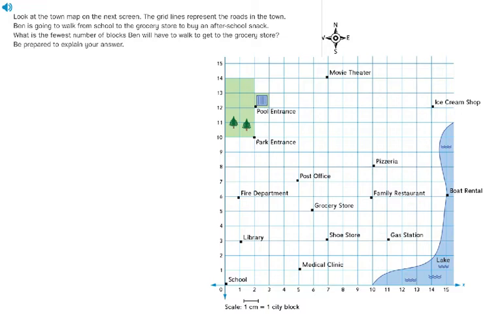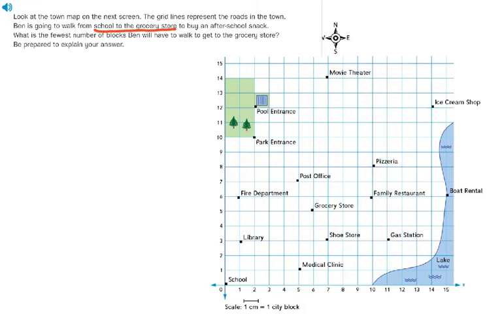I want you to look at the town map on this screen. The grid lines represent the roads in the town. Ben is going to walk from school to the grocery store to buy an after-school snack. What is the fewest number of blocks Ben will have to walk to get to the grocery store? So what I would like for you to do is, with your finger, walk him from school to the grocery store and see how many blocks it will take him. Go ahead and pause the video and do that.